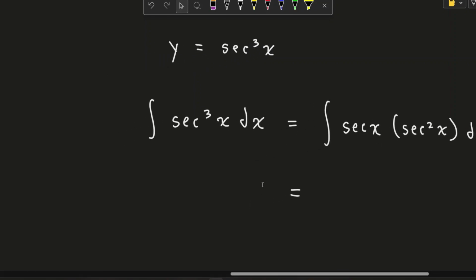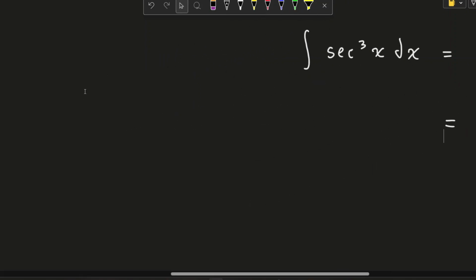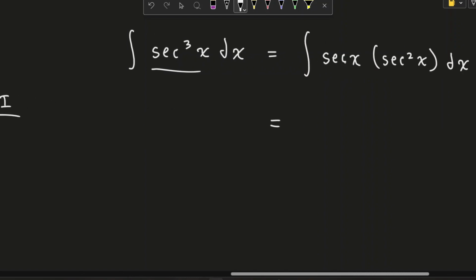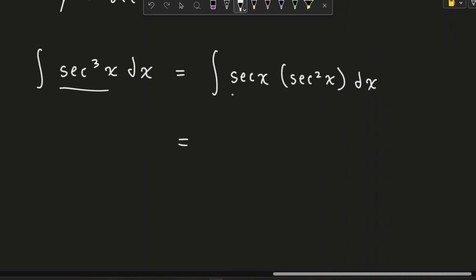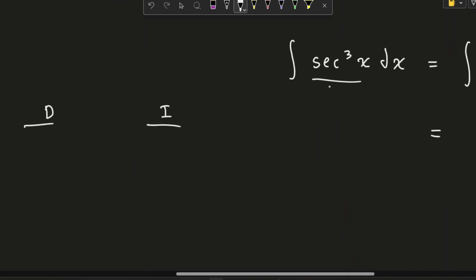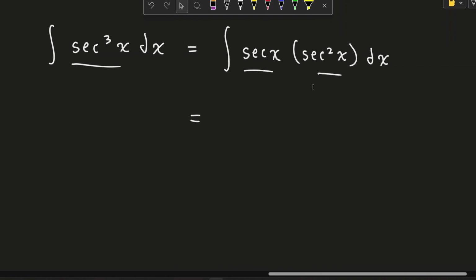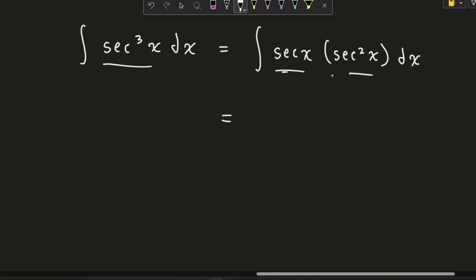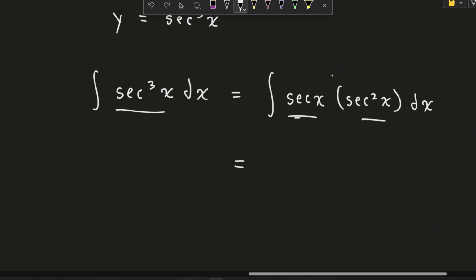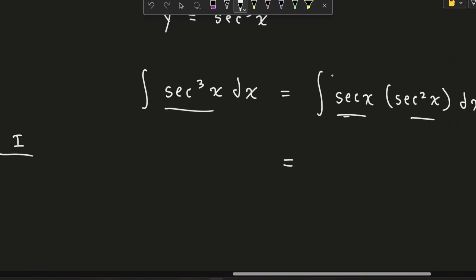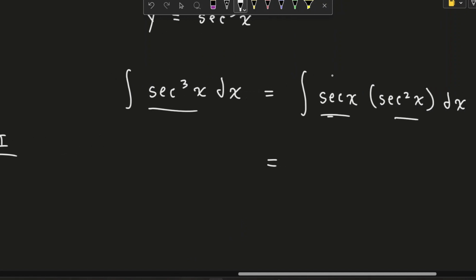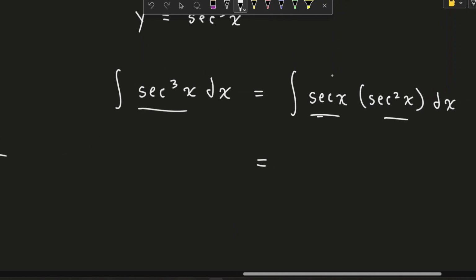Now if we use the DI method in this case, it will look something like this: D and I. Now it's impossible to integrate sec cube x, so we can break it down in this format. Now we get these two different functions, which is sec x and sec square x. Now we cannot use the LIATE method in this case because both functions are trigonometric functions. So now ask yourself which one is easier to integrate.